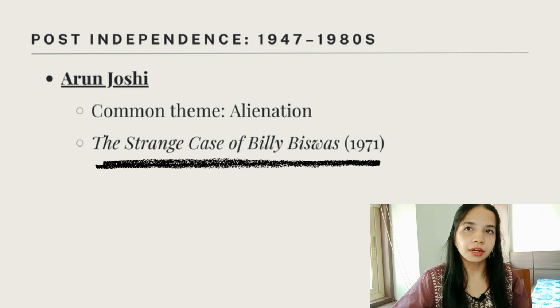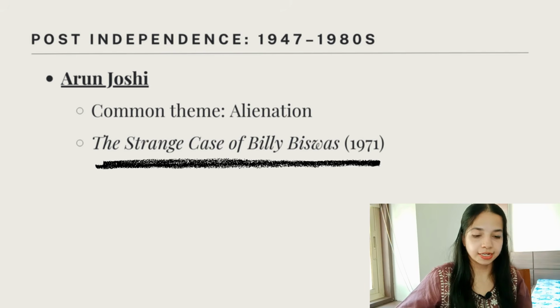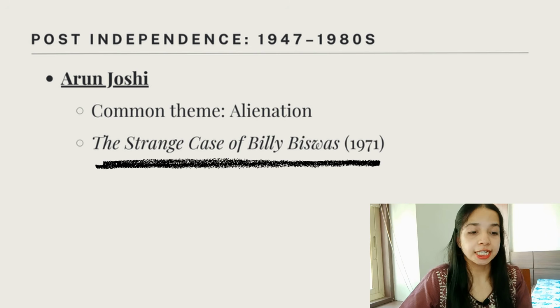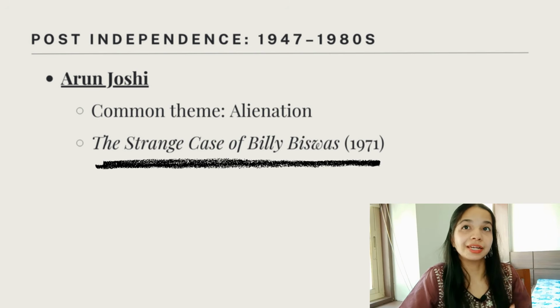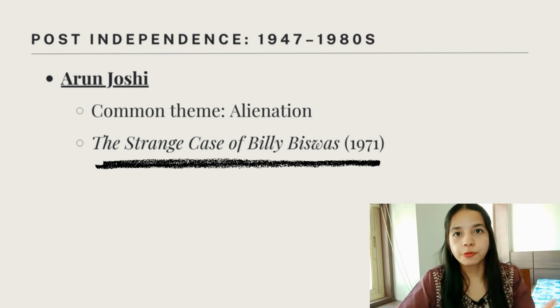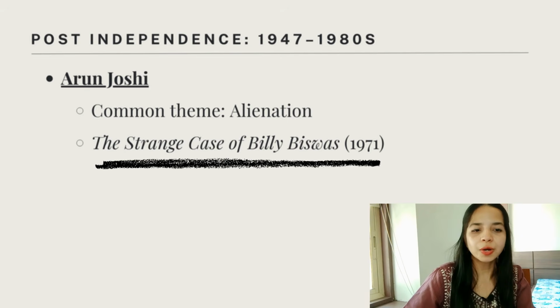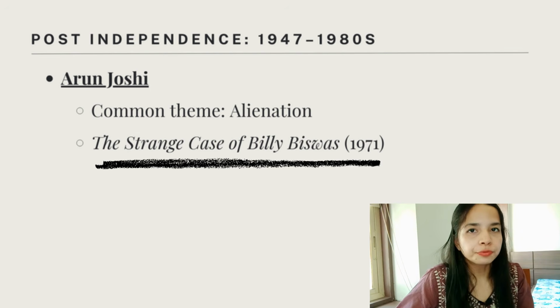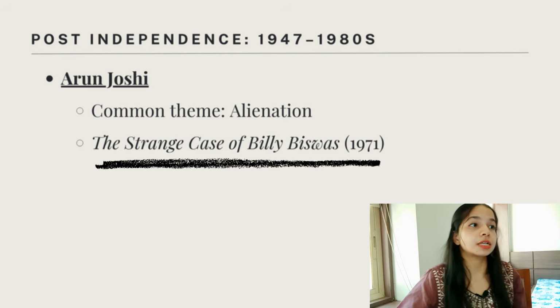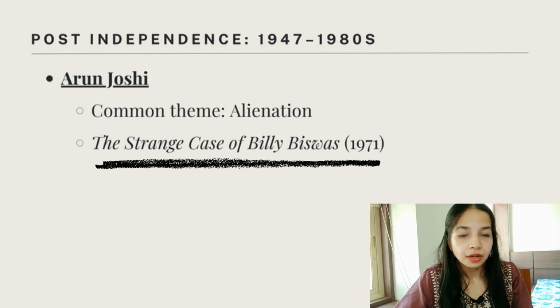The common thing among these three writers, that is Bhavani Bhattacharya, Arun Joshi, and G.V. Desani, is that they have talked a lot about the individual experiences of the people, of the characters. They have talked about alienation. They have put forth those existential questions, which was quite new and quite different from what the Indian audience was accustomed to during that point of time, right?